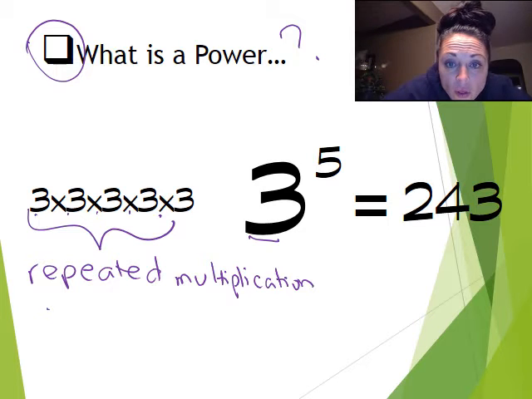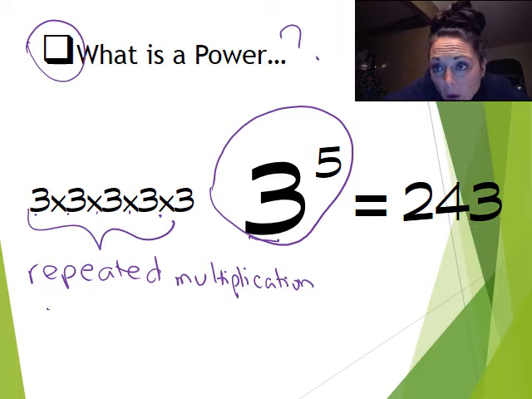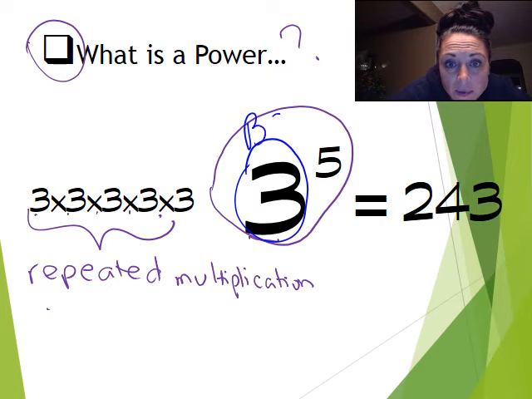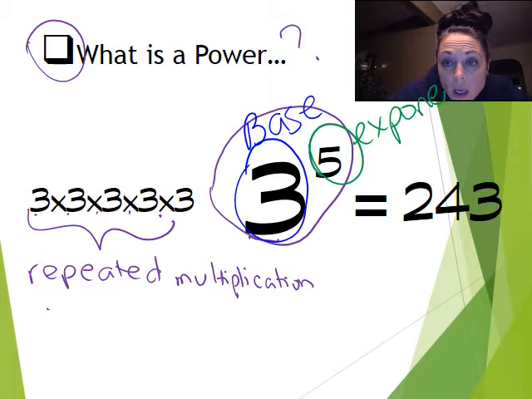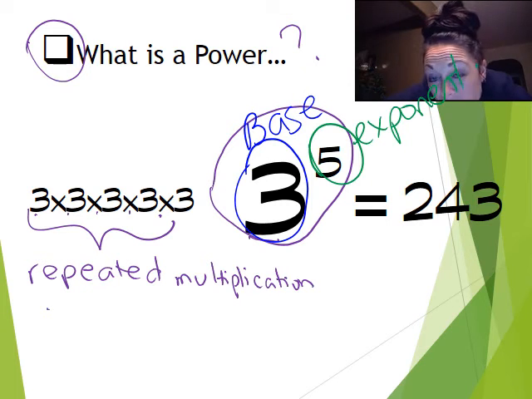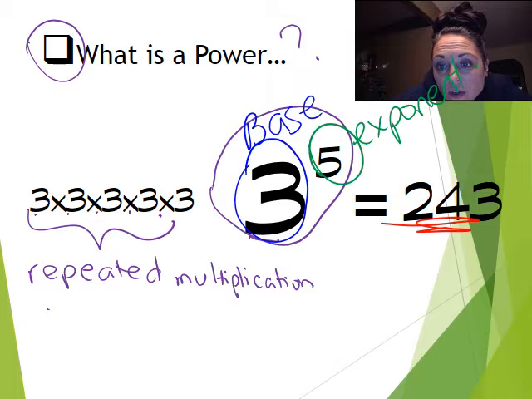This entire 3 to the power of 5 is known as the power. That's the name of it. This is called the base. And this right here, the 5, is the exponent. And when you want to know the answer of 3 to the power of 5, the answer itself is called the standard form, which in this case is 243.